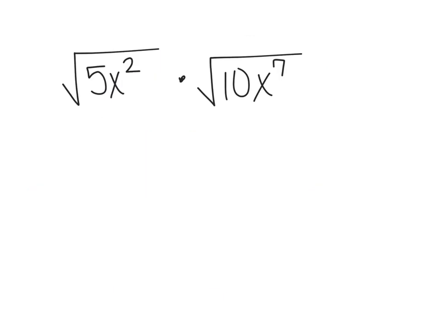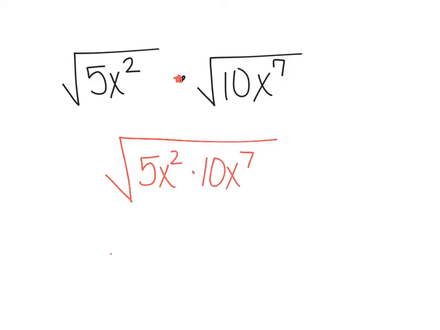All right, let's try one where now we multiply 2 radicals. Okay, so I showed you this earlier today: when you're multiplying radicals, you can put everything basically inside the same radical. So I can do 5x squared times 10x to the 7th. Okay, I'm going to even rewrite that again. I'm going to do 5 times 10, which is 50. X squared times x to the 7th is x to the 9th.